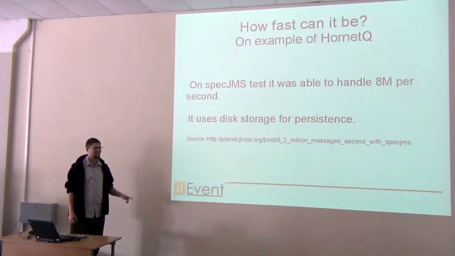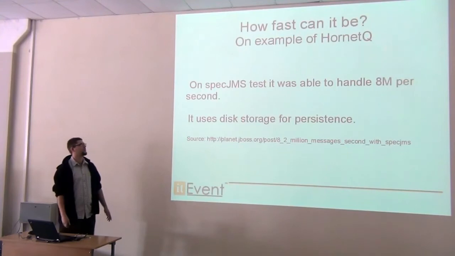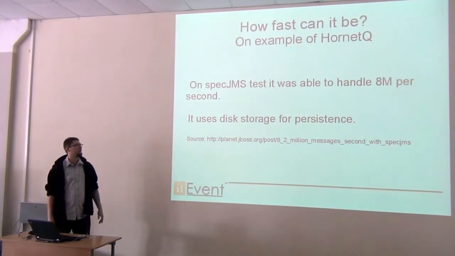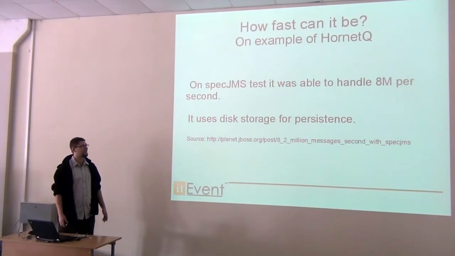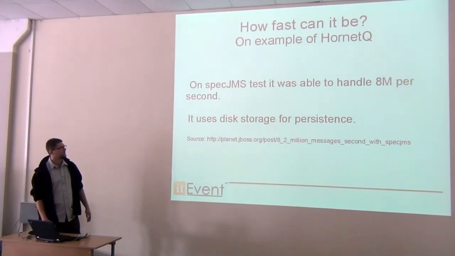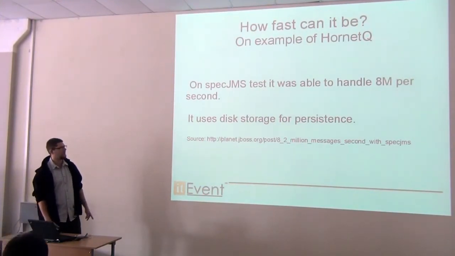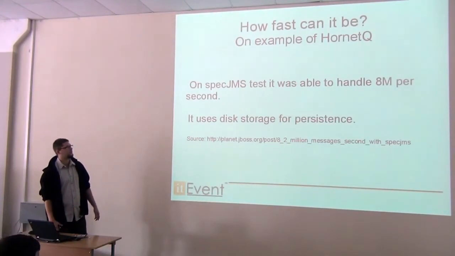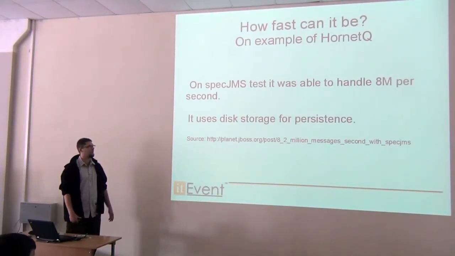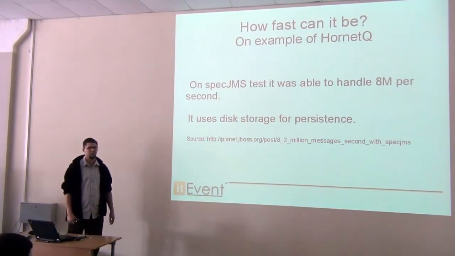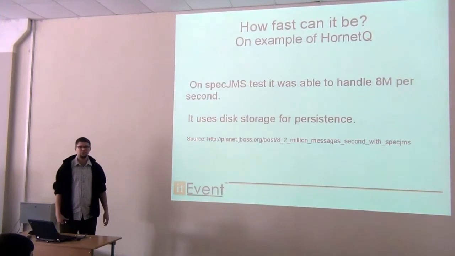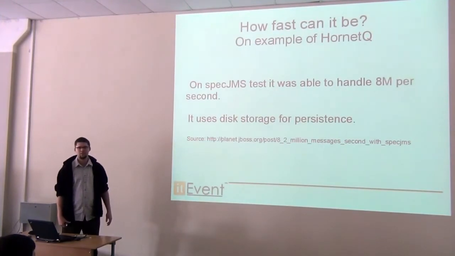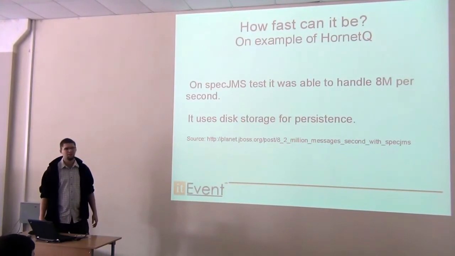Another fact, not related to reliability but important about JMS, is that it can be really, really fast. I don't know the details of this test, but it was made on one box with a quad-core CPU and I think 24 gigabytes of RAM. The HornetQ JMS provider from JBoss was able to handle 8 million messages per second. What was the payload of a message? I don't know, unfortunately.